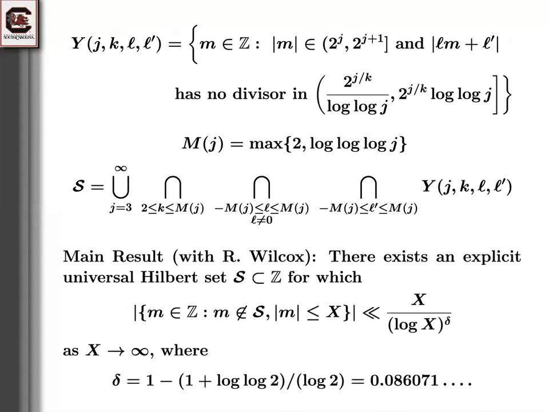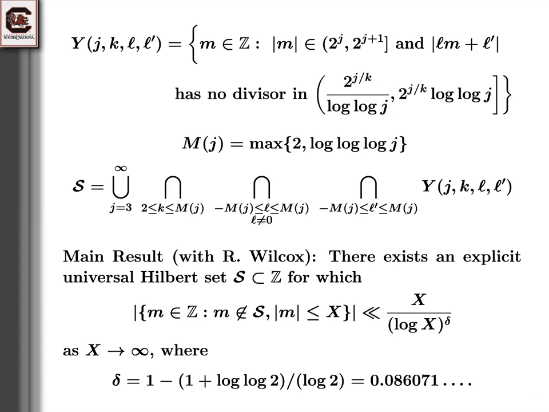So here's the result again. There are a couple of things to explain here. Why is this a universal Hilbert set? And where is this estimate x over log x to the delta coming from? Let me first give you the explanation for the upper bound. Notice it's counting M not in S. So what does it mean to be not in this set? It means M has the property that some small linear combination of M has a divisor inside this interval, near the kth root of M, for some small k.